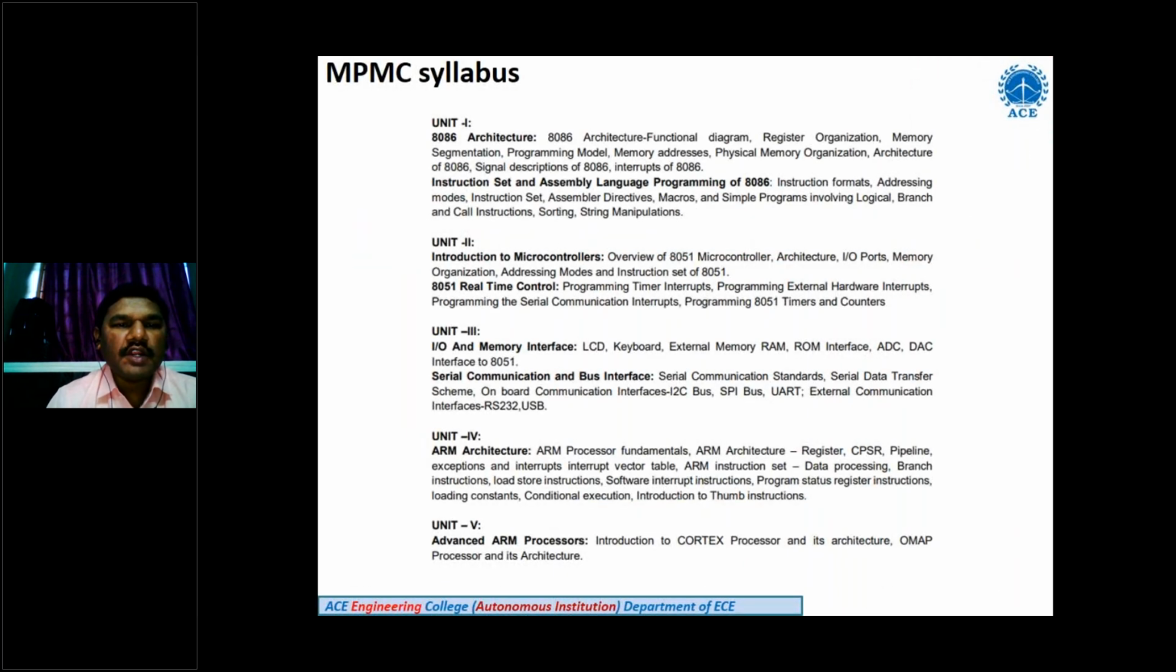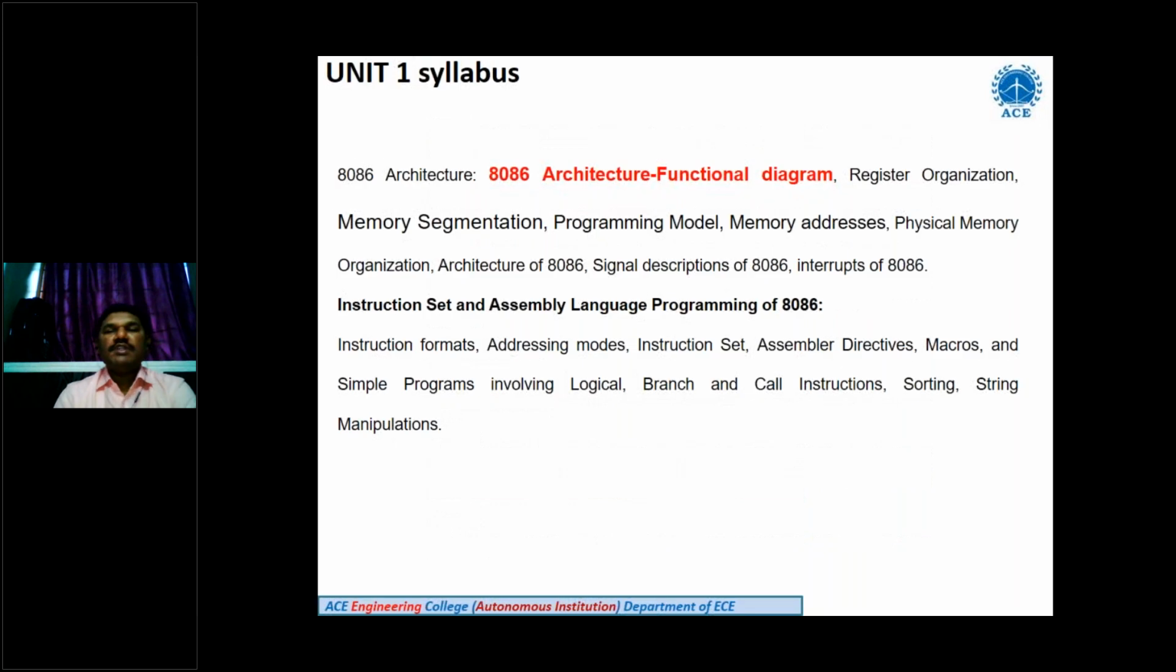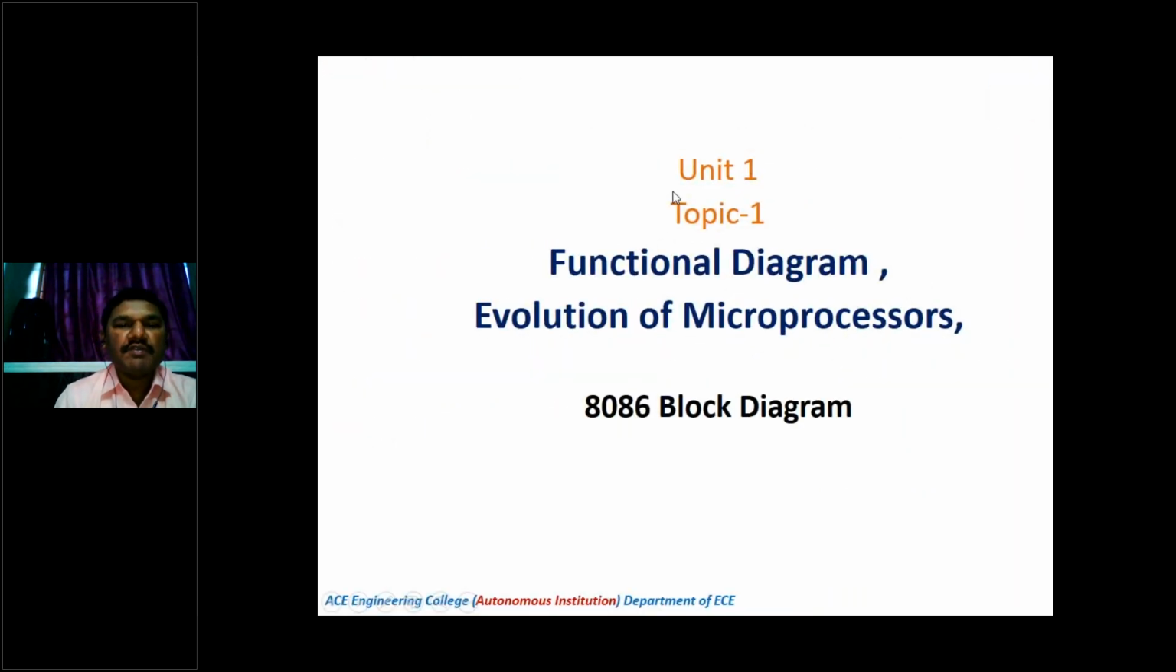So, this is the syllabus for 5 units. This is the first unit syllabus, and today I would like to explain the functional diagram and evolution of microprocessors. And these are the topics for today's class.